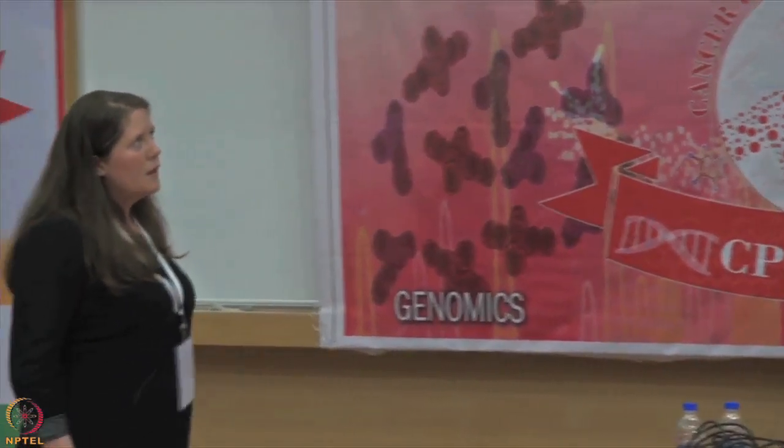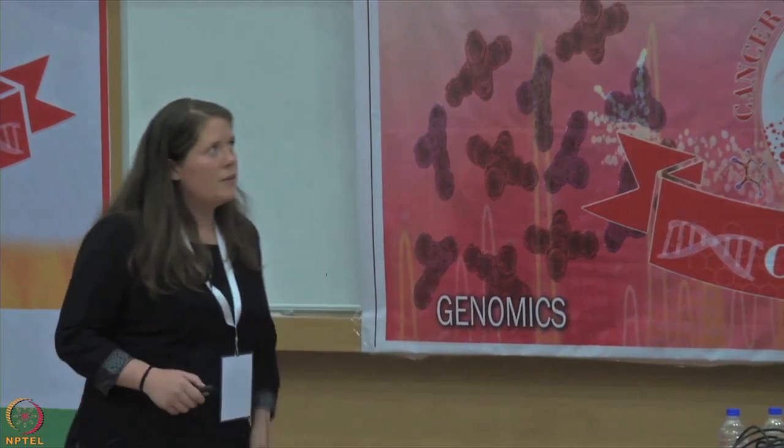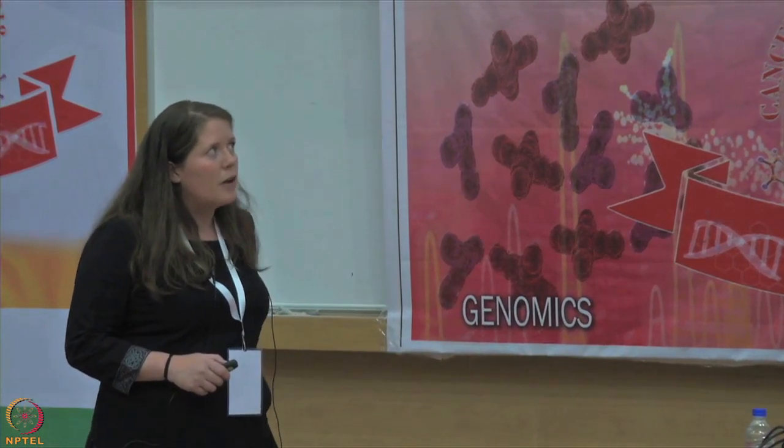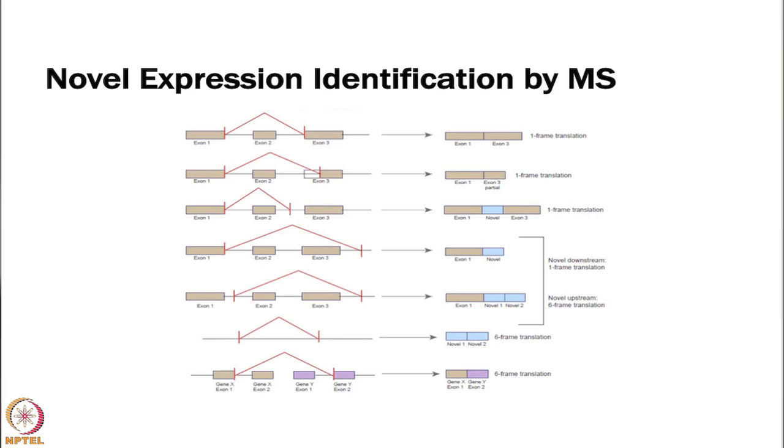Okay. So we can also look at novel expression identification, meaning novel alternative splicing or fusion genes. Here are a couple of examples. For example, if we have two known exons, but they're combined in a way that is not annotated, it's a new alternative splicing event. It doesn't have novel expression in terms of new exons, it's just a new way of connecting exons.